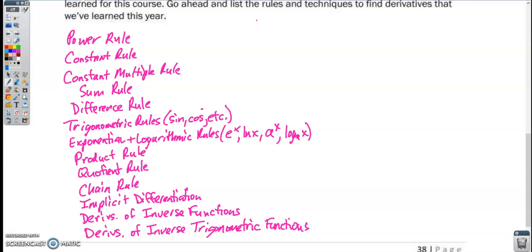Now we're at the point where we know all these different rules and we never know when they're going to come up, so we need to think about how we're going to apply these rules in different contexts and different situations, and we'll talk about that next time.